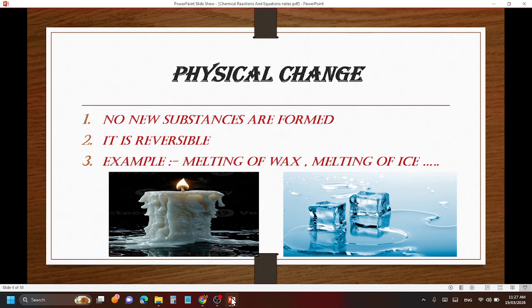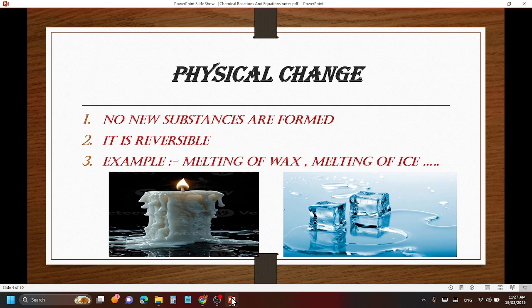So if we go on to the next topic, we have learned about types of changes. First is physical change. Physical change, as everybody knows, is where no new substance is formed. The original substance will be there. The state may be changed, but the substance will be the same. It is reversible, meaning the substance which you have transformed can be achieved back by some method. An example is melting of wax, melting of ice.